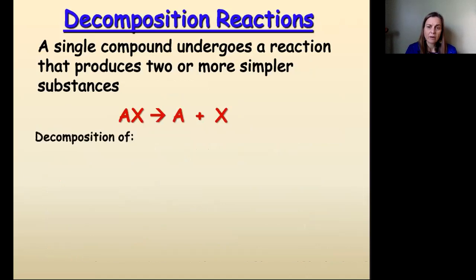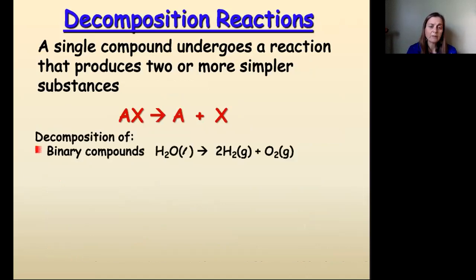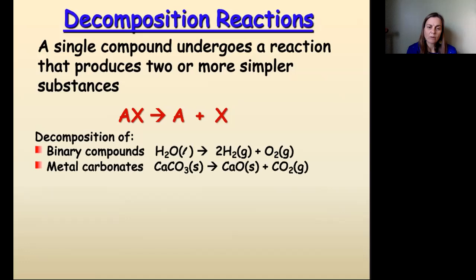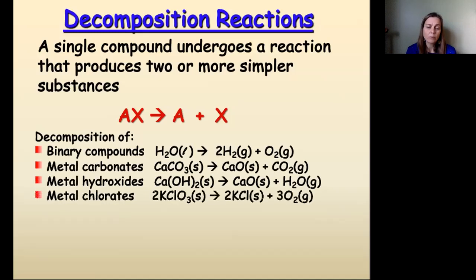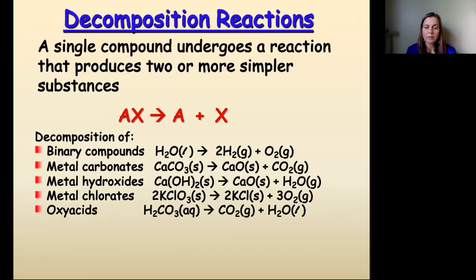We can see very often decomposition of binary compounds. So when we decompose water, we get hydrogen and oxygen. Those metal carbonates are going to break up into metal oxides and carbon dioxide gas. Our metal hydroxides will also break up into metal oxides, but with water. Metal chlorates will break apart and we'll wind up with metal chlorides and oxygen gas. And then our oxyacids will break up into different components. This particular one breaks up into carbon dioxide and water.